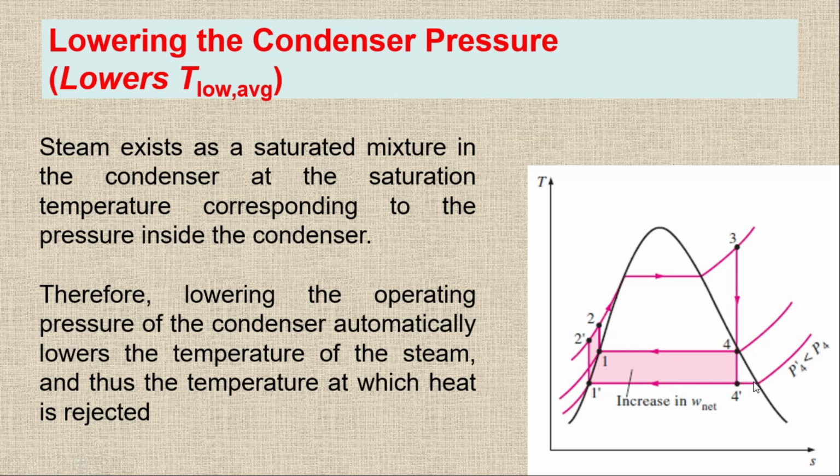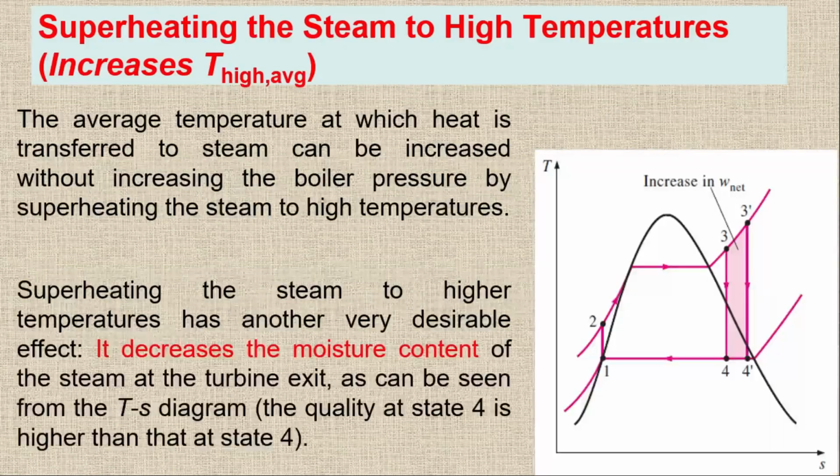So for this one, we have to do another thing, which is called superheating the steam to high temperatures. Means you are going to increase the average temperature. The average temperature at which the heat is transferred to the steam can be increased without increasing the boiler pressure by superheating the steam to high temperatures. So last time it was somewhere here. Now we are going to increase the temperature.